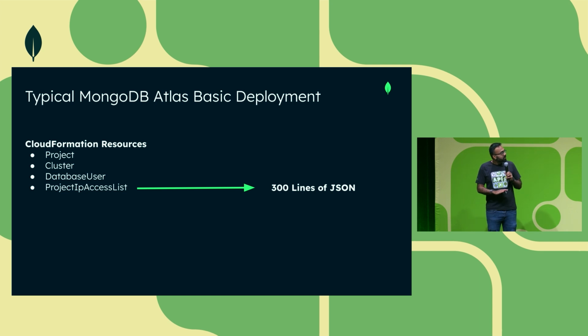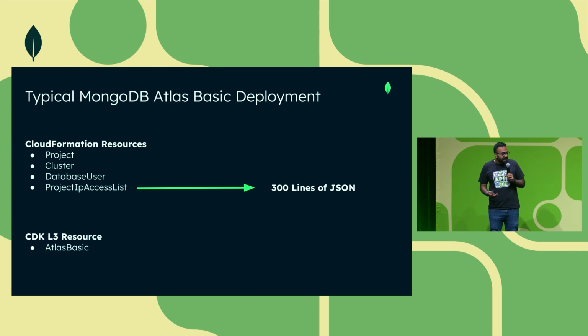If you look at a very simple, basic MongoDB Atlas deployment in CloudFormation, for example, you typically will need at least 4 resources at a minimum. You're going to need MongoDB Atlas project, cluster, database user, and project IP access list. So before this demo, we actually counted. That's about 300 lines of JSON that you and your organization will have to maintain.